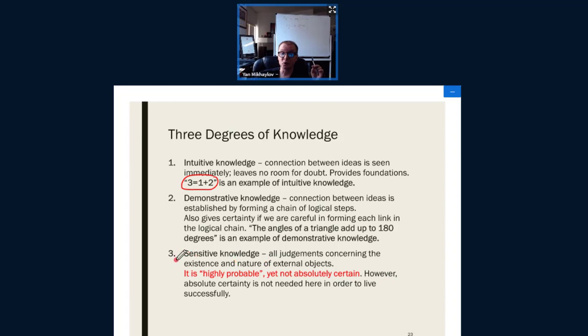And there's a third type of knowledge which he called sensitive knowledge. Sensitive knowledge is all the judgments we make based on experience. An example again would be that there's a cat in a box. Sensitive knowledge is not as certain as these two. It actually is only probable. Why? Well, because we can never have a complete certainty about our senses. Our senses can lie to us.